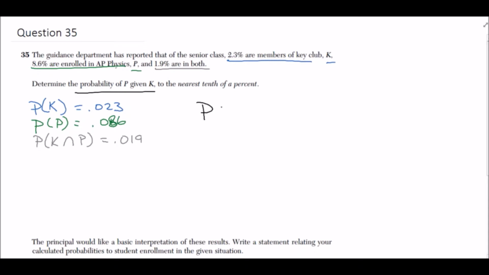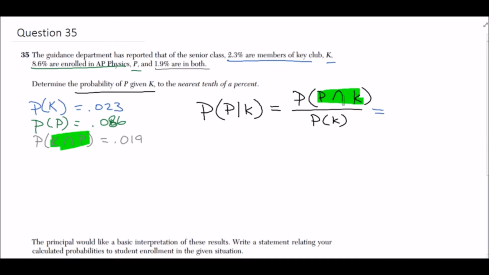So there is an equation for that. Probability of P given K, the vertical line is a notation for given, is the probability of P and K divided by the probability of just K. So let's fill that in. By the way, I've written here K and P, and this is P and K. They are the same. That just means it's the probability of both at once.